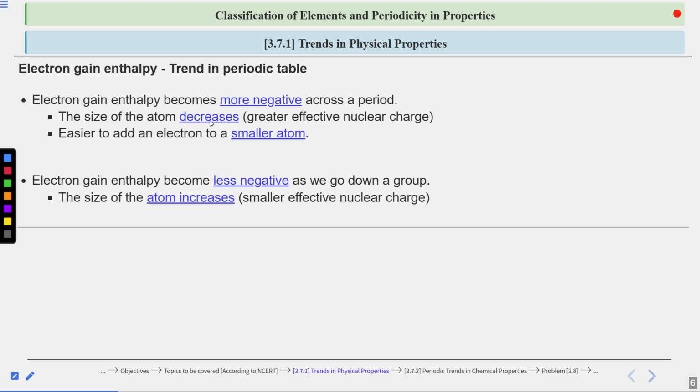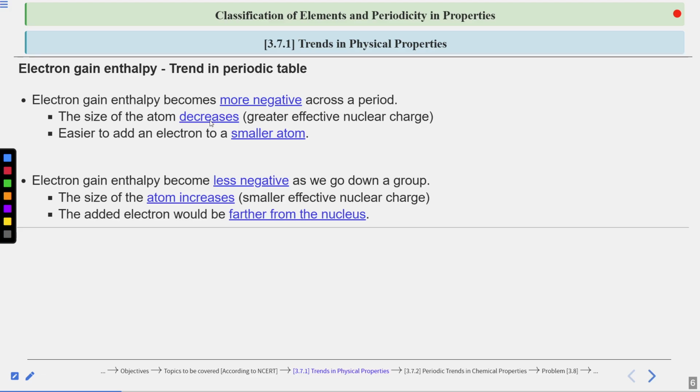Now, all of this is related to the electrostatic force. If you are adding an electron at a distance larger than the previous one, I would say farther from the nucleus, then the electrostatic force of attraction is less because it is inversely proportional to the distance. Therefore, it is difficult to add an electron to a larger atom. So we can say that due to the addition of an electron farther from the nucleus, it is difficult to add, and hence it becomes less negative.